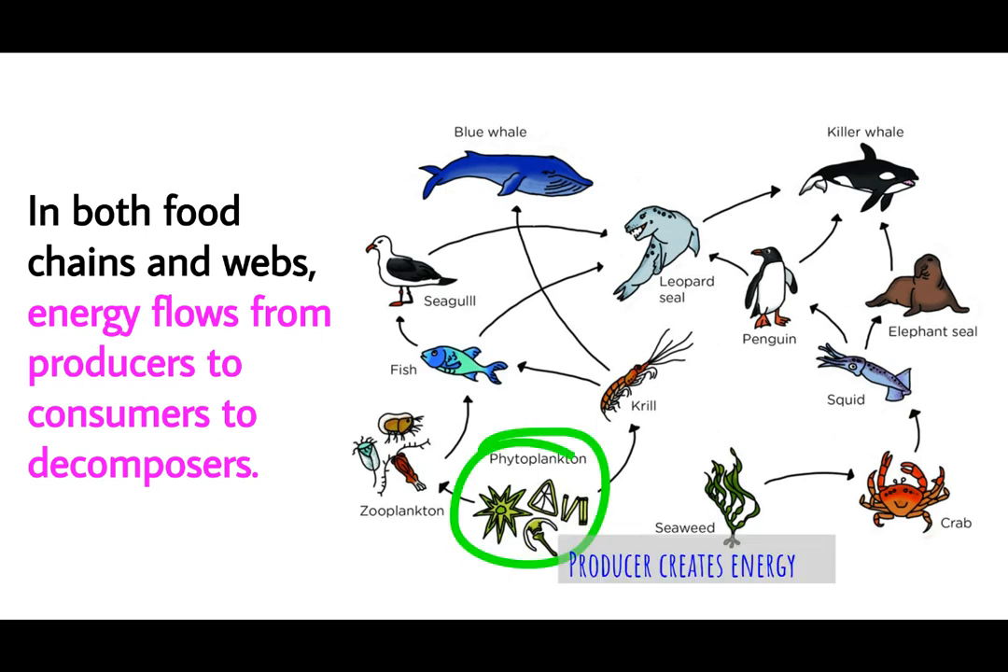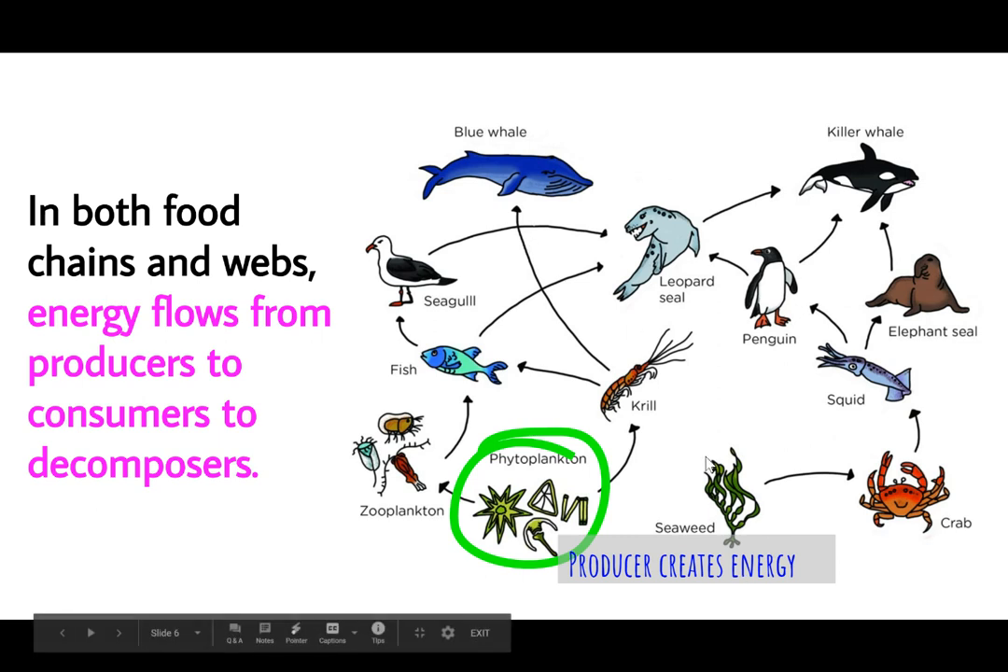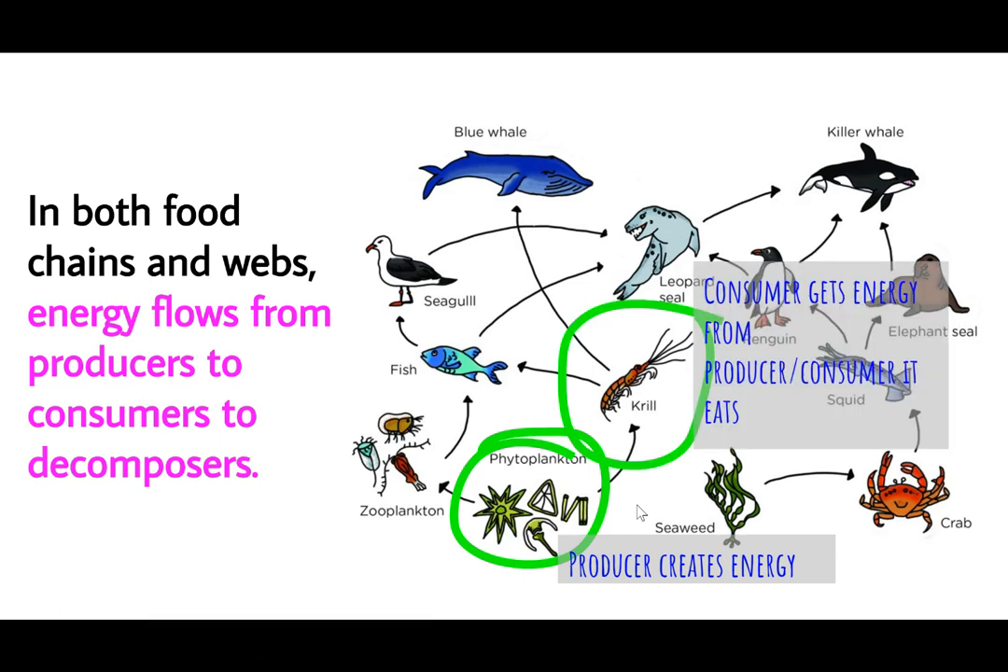Producers are the ones that create the energy. They do this through the process of photosynthesis. Phytoplankton is a microorganism that is not a plant, but it does go through photosynthesis, so it's considered a producer. Another producer in this food web is seaweed, and you know that is a plant. Consumers get energy from the producer or the consumer that it eats, depending on which of the chains you're looking at here.